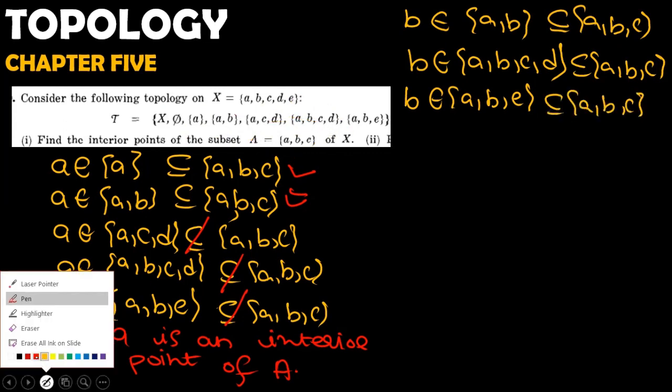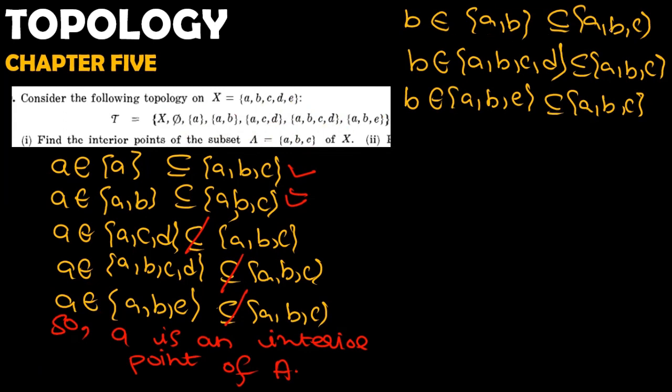So AB is a subset of ABC, exactly, it is. But ABCD is not a subset of ABC, and ABE is not a subset of ABC. So B is also an interior point of A, because we find one open set which is a subset of A.